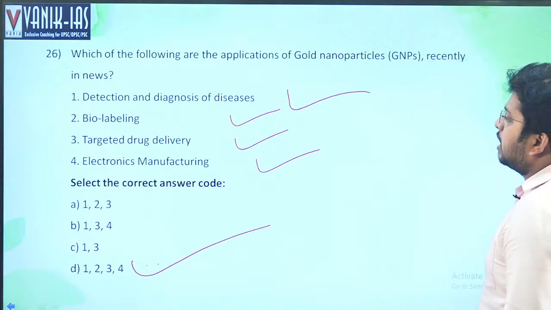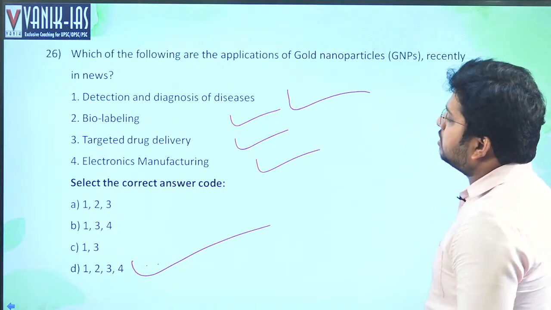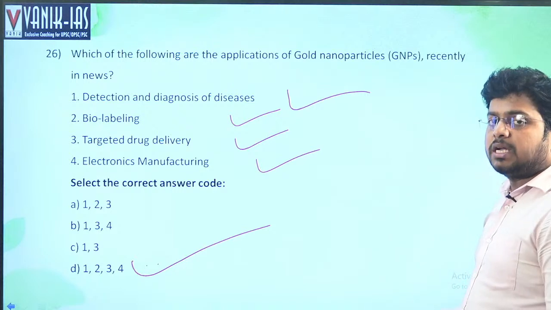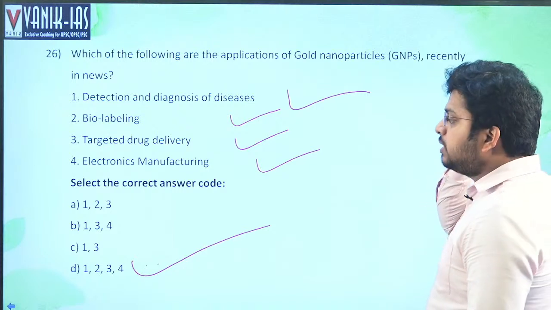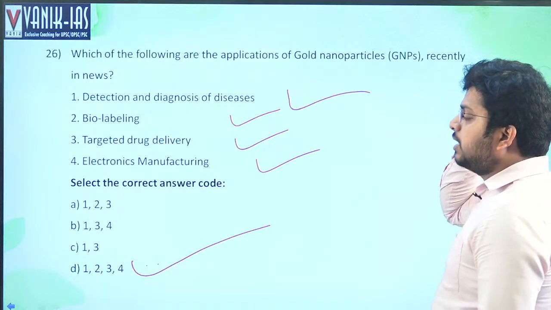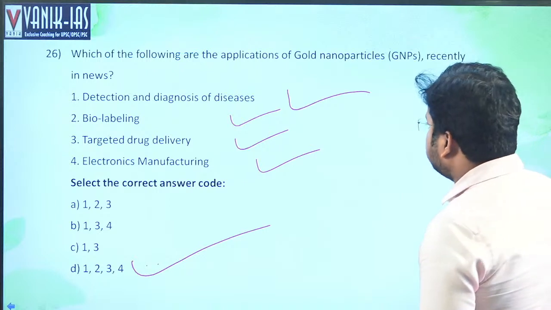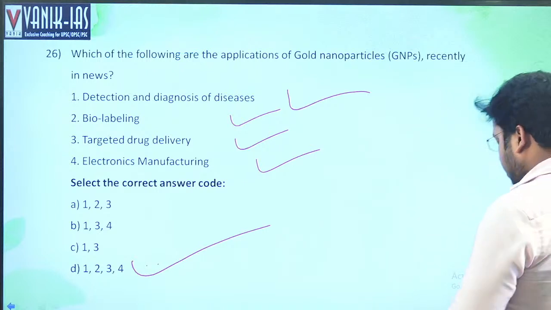Bio-labeling, detection and diagnosis of diseases, especially in cancer. Targeted drug delivery is the greatest application of nanotechnology. And electronics manufacturing. Yes, in manufacturing also nanotechnology can be significantly used. So all the statements are right here.